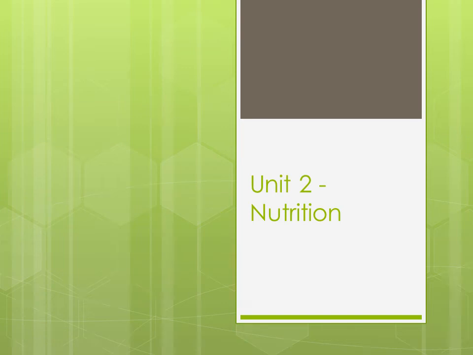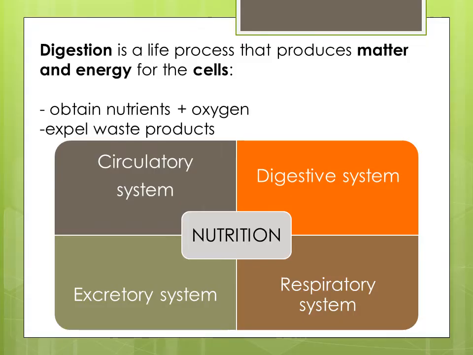Hello class, we're going to begin with Unit 2 about nutrition. Nutrition, as we know, is one of those three life processes: interaction, reproduction, and nutrition. And nutrition is so important. We would die without nutrition, evidently. It consists of producing matter and energy for the cells.